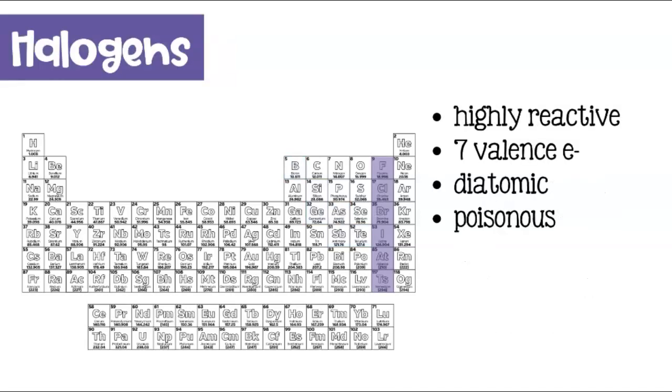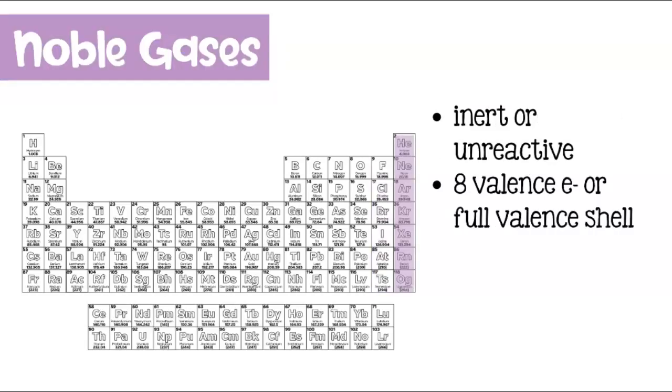Group 17, shown in purple, are called the halogens. They tend to be highly reactive. They have 7 valence electrons, so they usually form anions or negative ions with a -1 charge. They are diatomic in nature, meaning they naturally occur as pairs of elements in a molecule instead of single atoms. They are also poisonous. Group 18 in this pinkish color is called the noble gases.